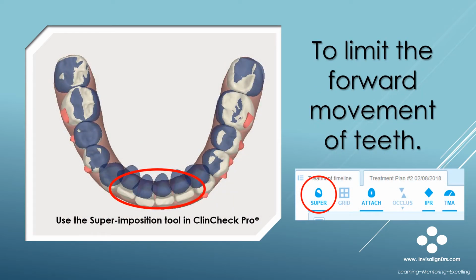Teeth are moved forward in alignment unless there's space available. It's important to make sure teeth are not moved too far forward, especially in cases where there are periodontal concerns. If they are moved too far forward, IPR will be needed. The superimposition tool is helpful in visualizing the forward movement of these teeth.